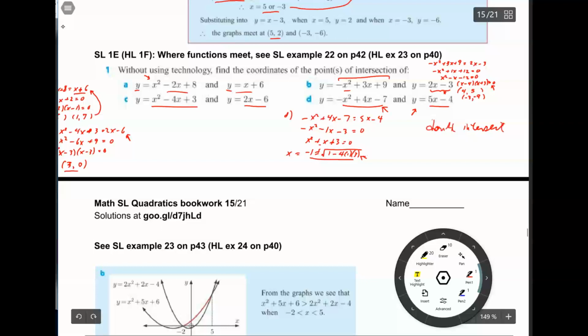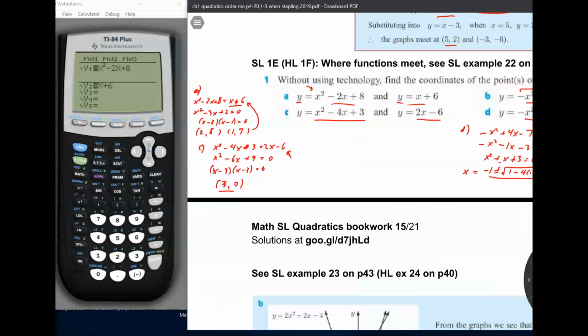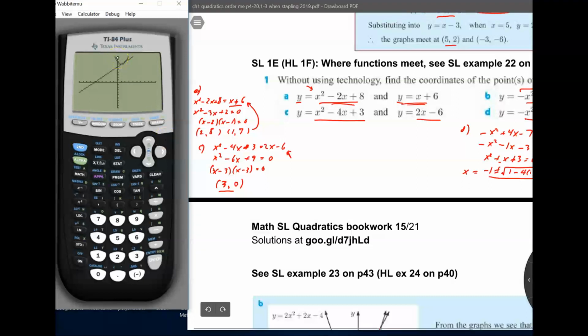Okay, and just to show you what that looks like, I'm going to do one of these on a graph. Okay, on the calculator. I'm going to just do 1a on the calculator. So I input the left side and the right side. Do you see how I put x squared minus 2x plus 8 as y1, and I put x plus 6 as y2. I'm going to graph them. Okay, there's the quadratic, and there's the line hitting it twice. It hits it once at 1, 7 and 2, 8.